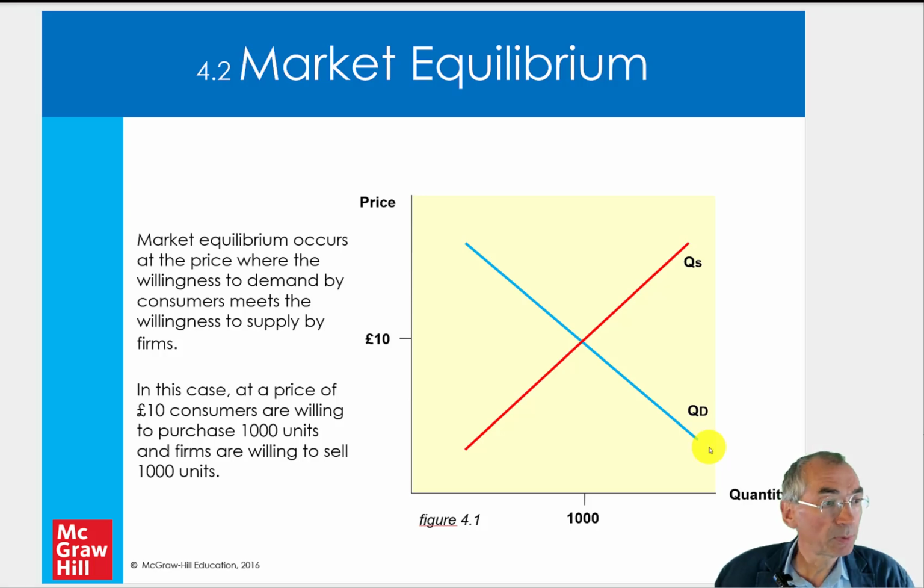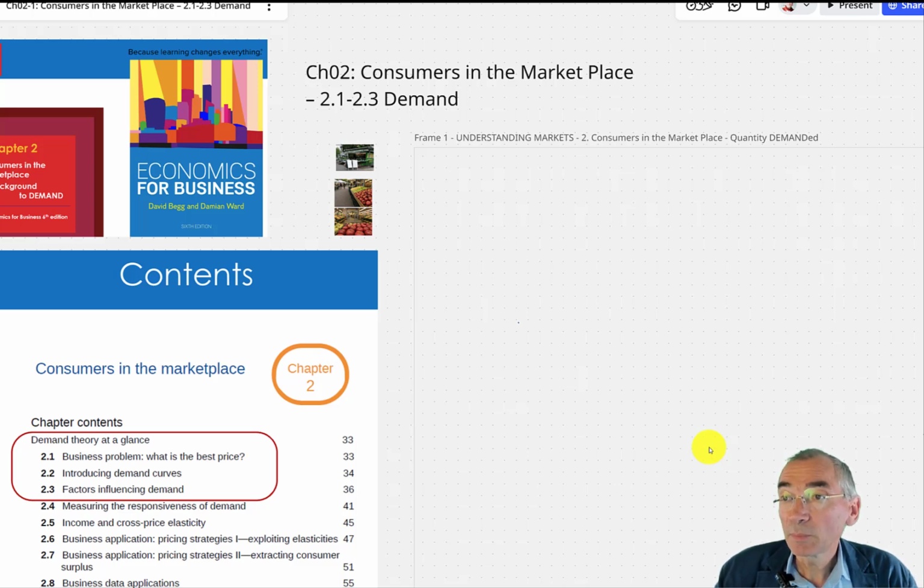How do we decide whether we want to buy something and how much of this good? You can see here that this part of this video, a part of chapter 2, focuses on the first 3 subchapters. What is the best price? Introducing the demand curve. That will be sort of in the center. What is the demand function or demand curve? And the factors influencing demand.